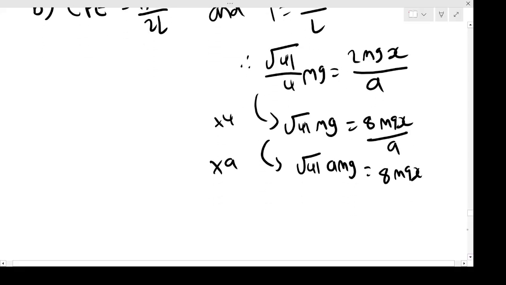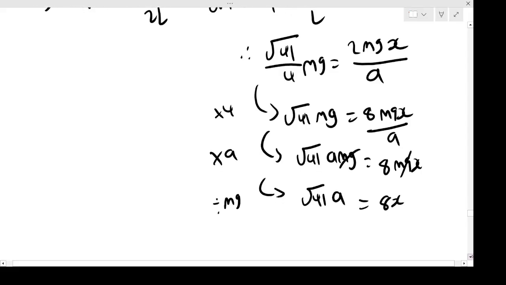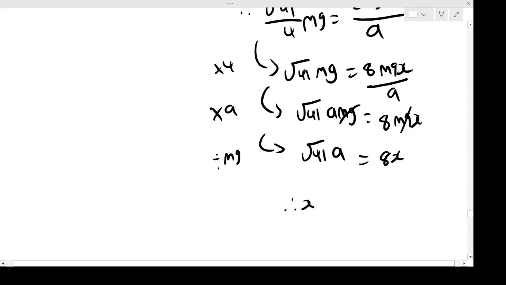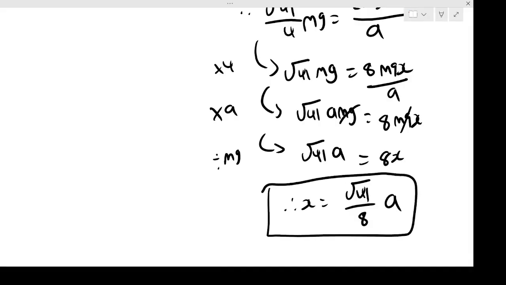So therefore we can divide both sides by mg. So therefore I get root 41 lots of A is going to equal 8x. So therefore my extension x is going to be root 41 over 8 lots of A, because I'm dividing by 8. Okay, and there we are. That's my extension x.